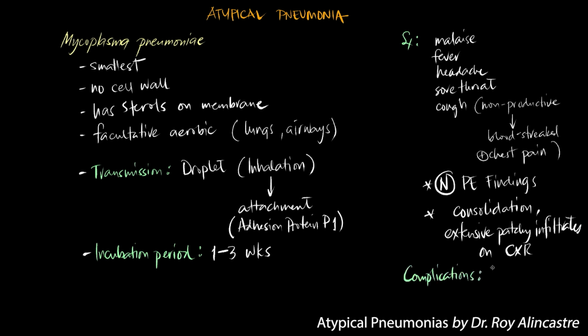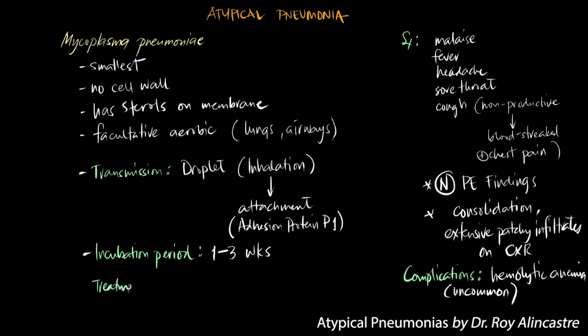Complications are not common, but hemolytic anemia may occur. Diagnosis is largely made on the basis of being able to recognize the syndrome. What syndrome? A mild respiratory illness despite extensive infiltrates on x ray. So, again, that's the reason why it's an atypical pneumonia.